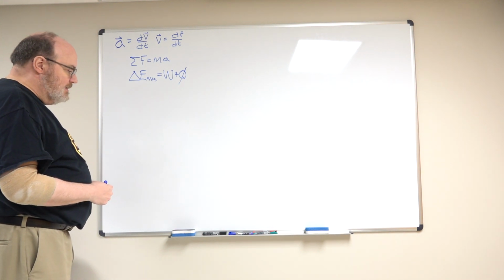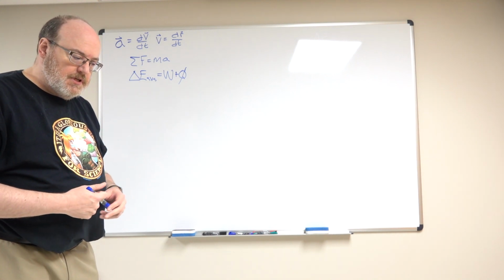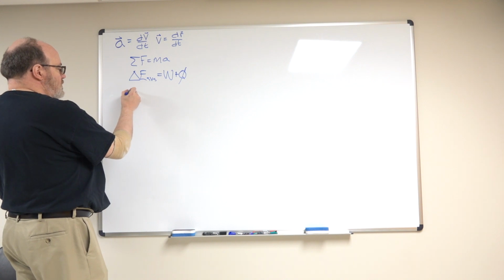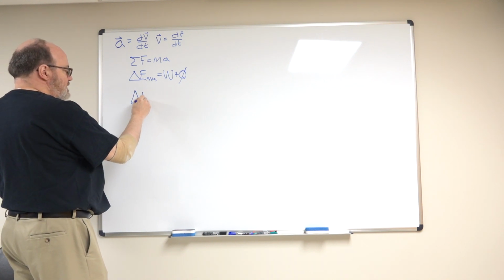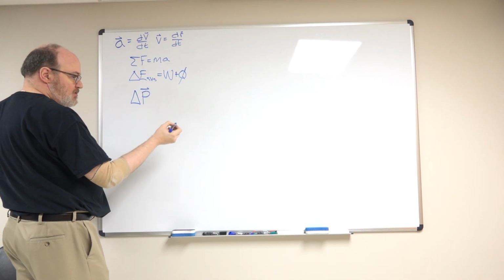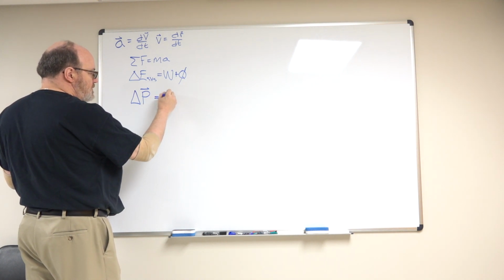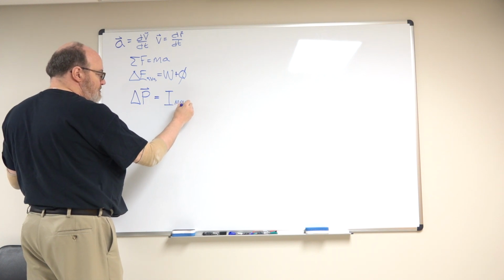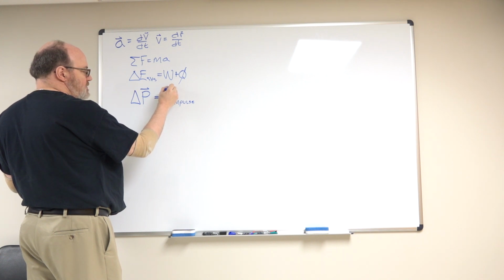Momentum is one of the fundamental principles that we have. So we're going to introduce it as a conservation principle, where P is momentum, and momentum is a vector. And that's going to equal the impulse, which will also come at us as a vector.